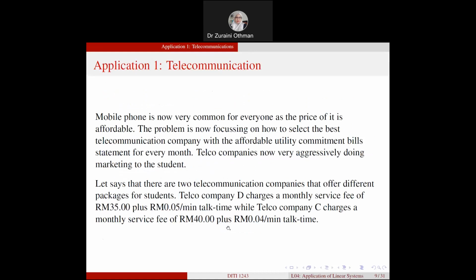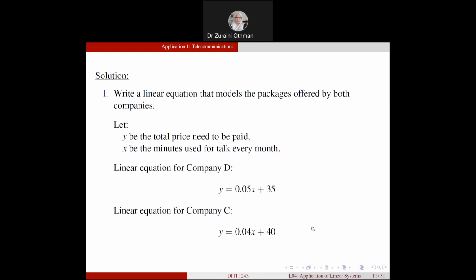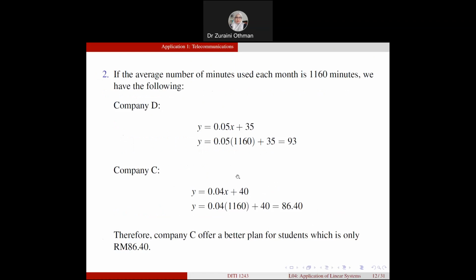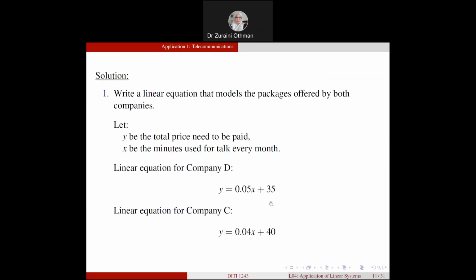Okay, then this is for the first variable and the second variable for company C. Okay, so we look at this. Maksudnya sekarang, what is the total price need to be paid? Okay, maksudnya this is the linear equation that can be created by using the statement previously. By using this information, this is the linear equation for company D, and this is the linear equation for company C.